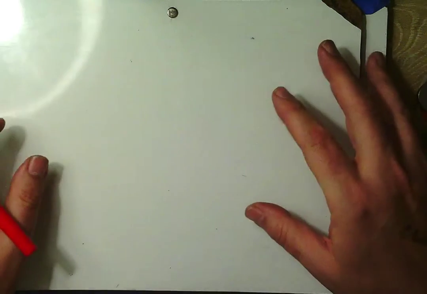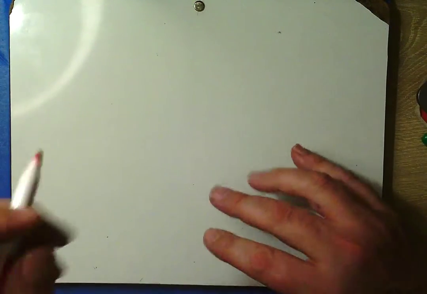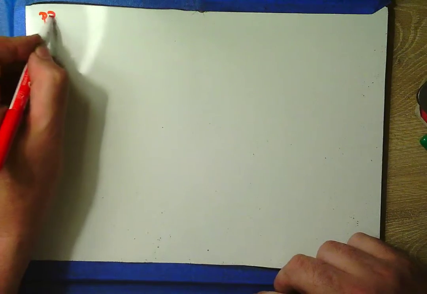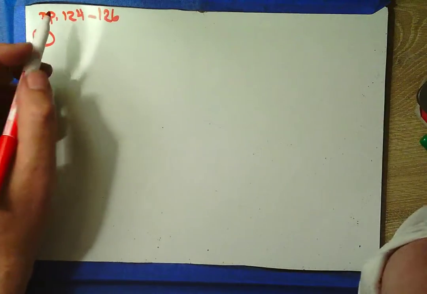Hey everybody, since I'm going to be out, I thought I should probably take questions from homework 40 by doing homework 40 with you. It's on pages 124 through 126. And we start off with problem 11, and we're using our derivative shortcuts here.